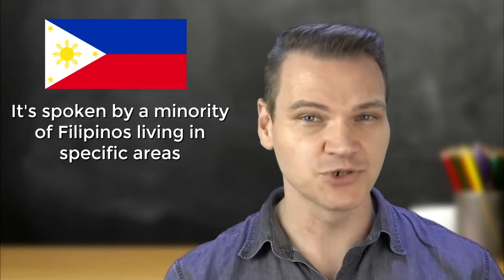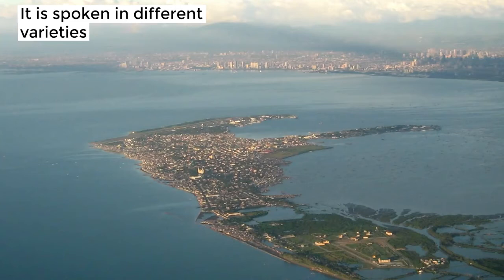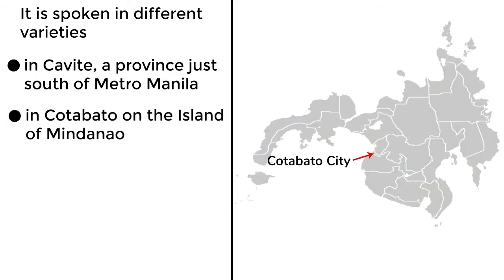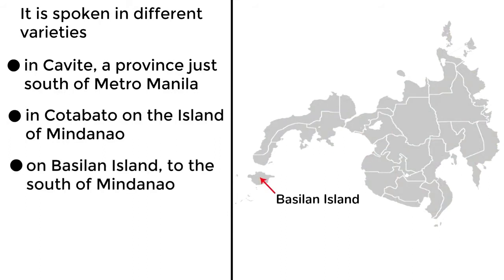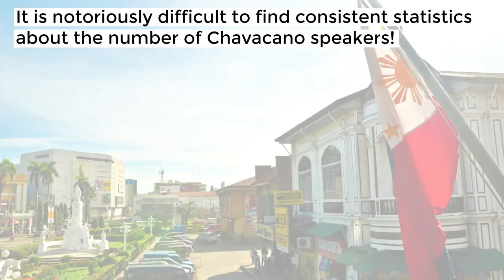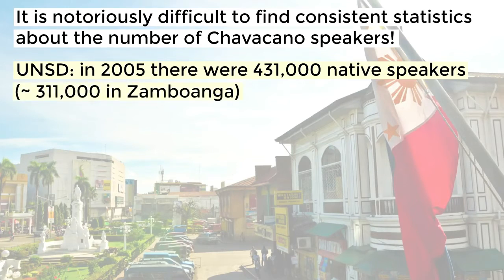It's not spoken by the majority of Filipinos, but by a minority living in specific areas. It's spoken in different varieties, in Cavite, a province just south of Metro Manila, in Cotabato, on the island of Mindanao, Basilan Island, to the south of Mindanao, and it's spoken by the largest number of speakers in Zamboanga, especially Zamboanga City, on Mindanao. It's notoriously difficult to find consistent statistics about the number of Chavacano speakers, but according to the United Nations Statistics Division, in 2005, there were 431,000 native speakers, including around 311,000 in Zamboanga.